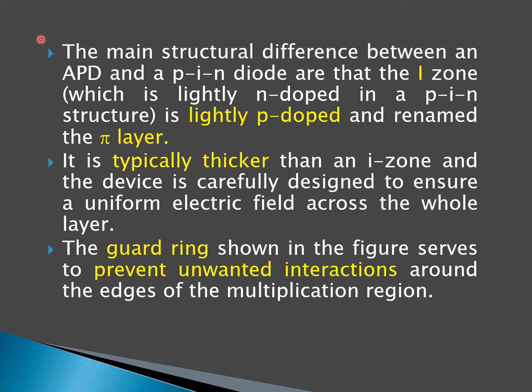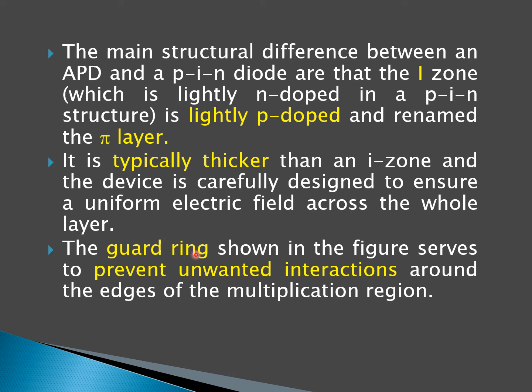Let's look at the explanation. The main structural difference between APD and PIN is that in PIN, we have the I zone, the intrinsic zone, which is lightly n-doped. But for APD, it is lightly p-doped, and we rename it the pi layer. It is typically thicker than the I zone, and the device is carefully designed to ensure a uniform electric field across the whole layer.